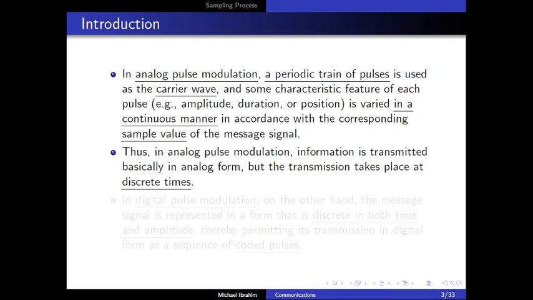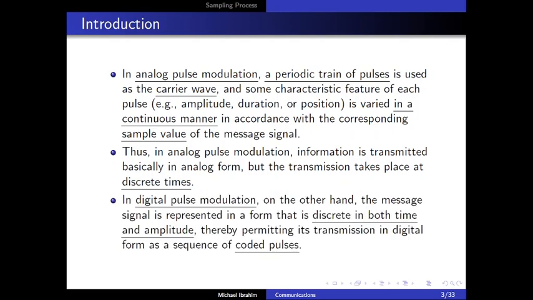In analog pulse modulation, the information is transmitted in an analog form, but the transmission takes place at discrete times. This basically means that m(t) is first transformed into a discrete time signal, so we introduce discreteness in time. And then we do not put any restriction on the amplitude, so the amplitude can take any value, and hence the information is transmitted in an analog form. This means we do not restrict the amplitude to discrete values, but the time is discrete. We force discreteness in time through the sampling process.